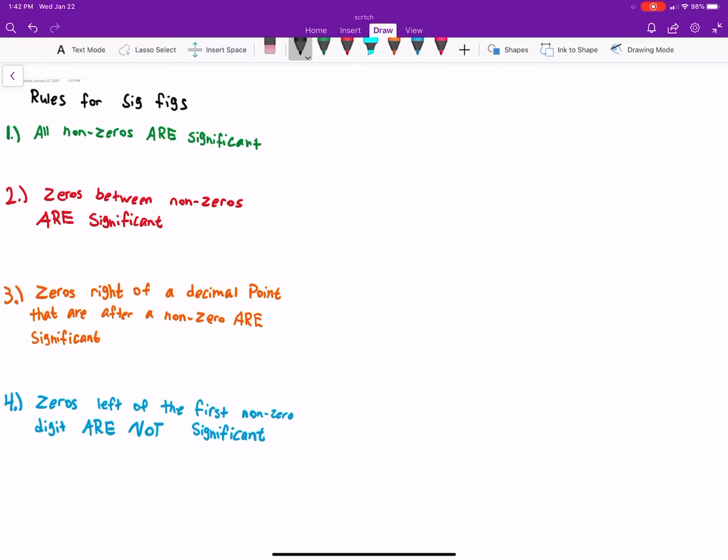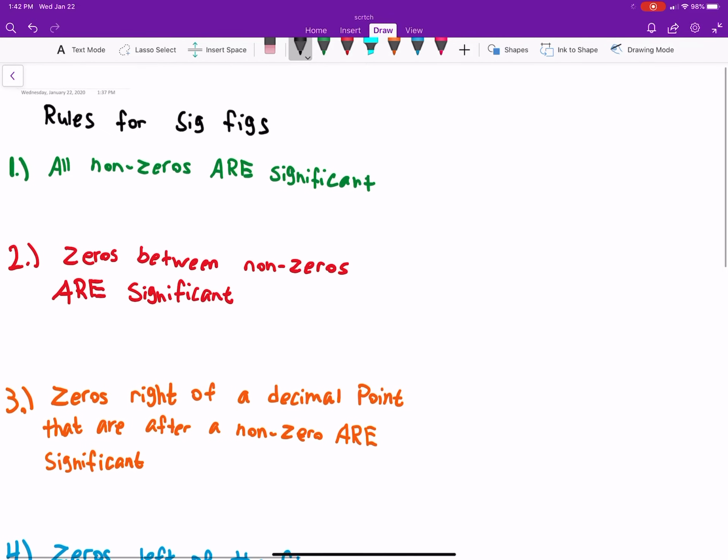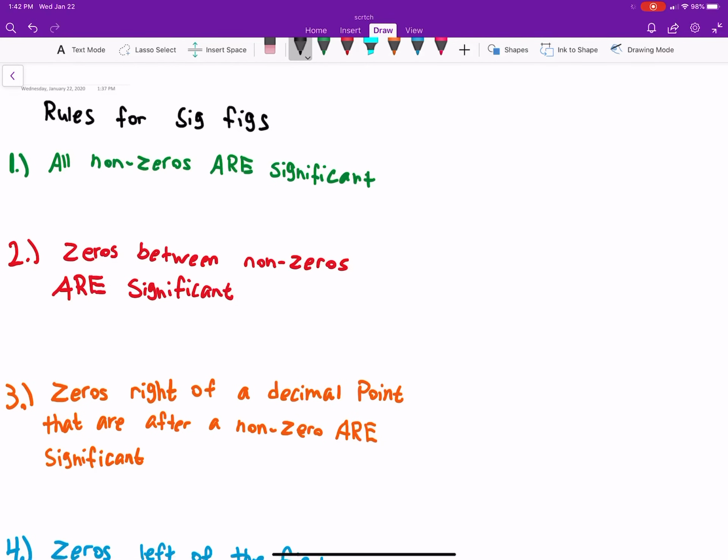Okay, so today we're going to talk about significant figures. This is the first one in our chemistry series. Significant figures are just figures, numbers, that are important for our measurement. And I broke it down into 4 separate rules for determining if a number, or a figure, is significant. So number 1, all non-zeros are significant.